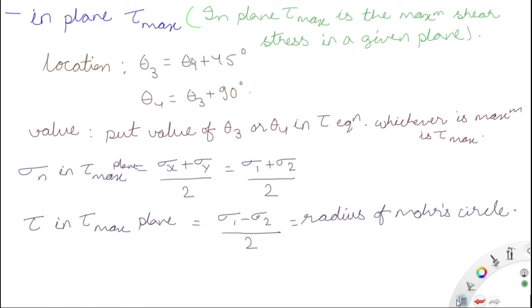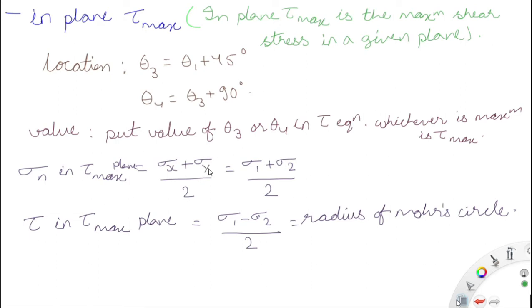Now sigma n, the normal stress in the tau max plane, is equal to (sigma x plus sigma y) by 2, which is also equal to (sigma 1 plus sigma 2) by 2. Sigma 1 is the major principal stress and sigma 2 is the minor principal stress. Sigma x is the stress acting in the x direction and sigma y is the stress acting in the y direction.